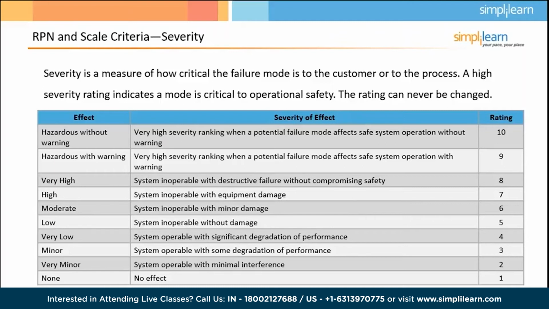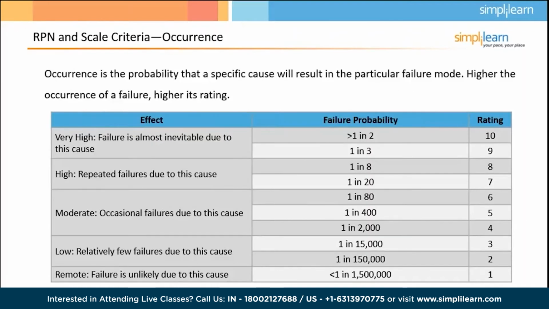And if hazardous without warning makes perfect sense to you, then that's great. Use this language. But again, if it doesn't, then what would a 10 be in your world? What would a 9 be in your world? And so on. For occurrence, similarly, we've got a scale here. Same thing in terms of, does this language, do these numbers make sense for you?